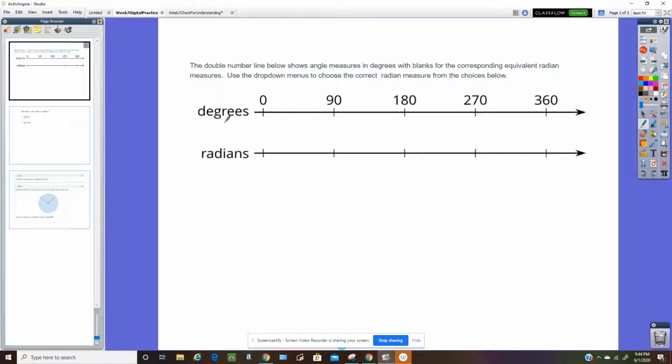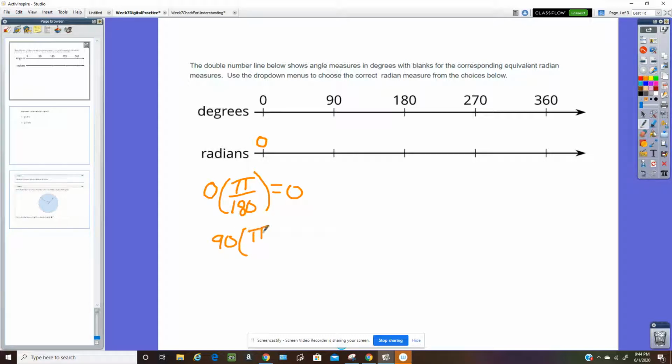So to change from degrees to radians, you take the number of degrees and you multiply by pi over 180, because there's 180 degrees in pi radians. Well, when you multiply 0 times anything, you get 0. So this is 0.